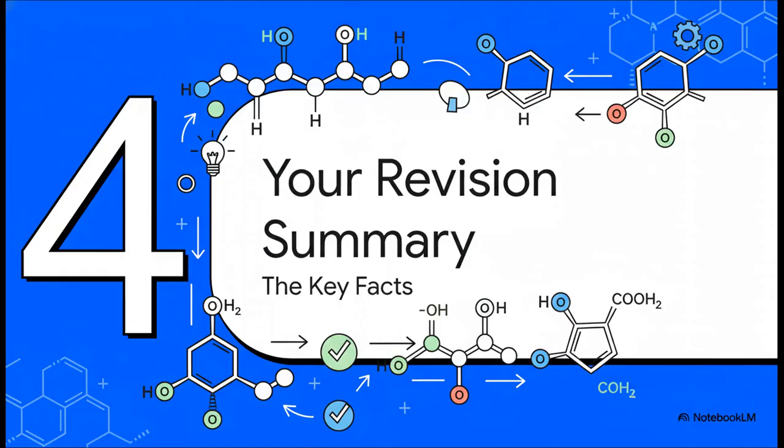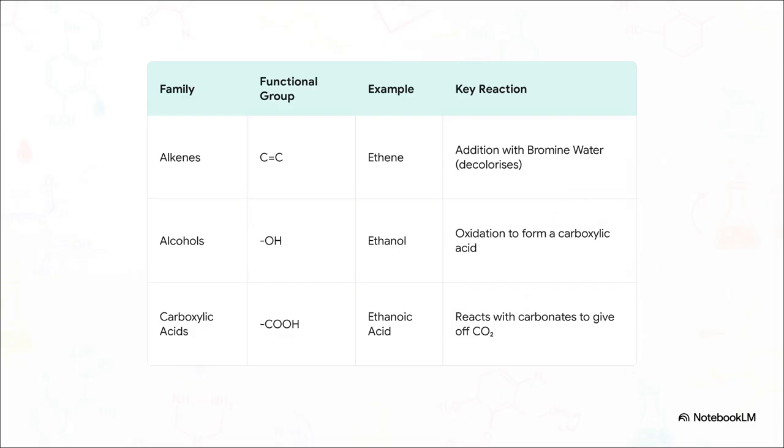Got it? Okay, we have covered a lot of ground there. Pretty quickly, we've looked at 3 huge organic families. So let's pull all of that essential information together into a single powerful revision slide. Okay, here it is. This table is your key. For each family, you just need to link its name to its functional group, to an example, and to a key reaction.